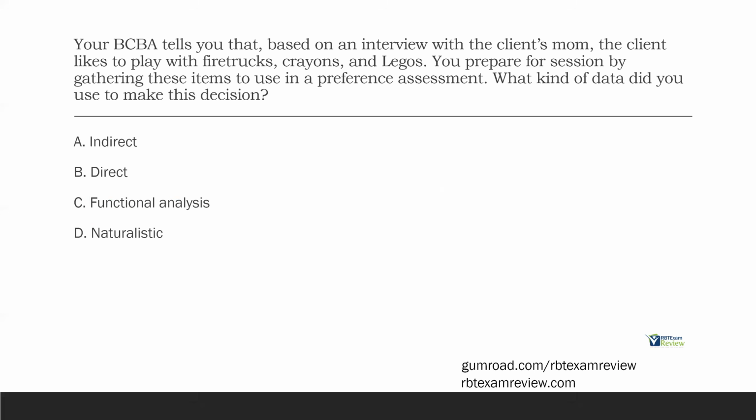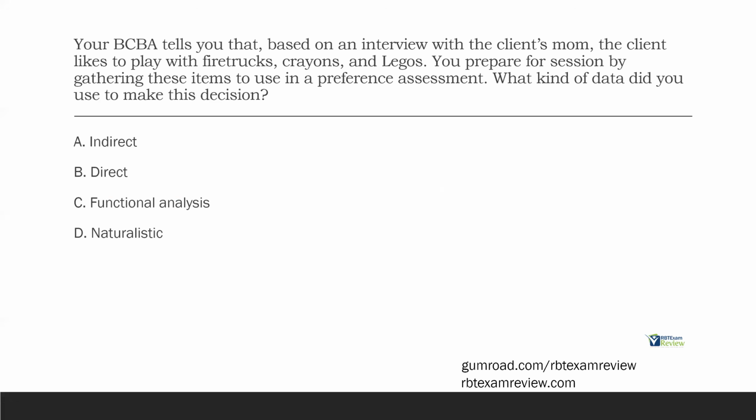What kind of data is interview data? Is it indirect, direct, functional analysis, or naturalistic? Well, it's definitely not naturalistic, right? Because it's a prepared, scheduled interview, right? Naturalistic is just occurring in the general environment. This is contrived. It's not functional analysis, okay? Functional analysis is actually determining the function of behaviors, okay? We just interviewed the client on what they like to play with. So it leaves us with indirect and direct.